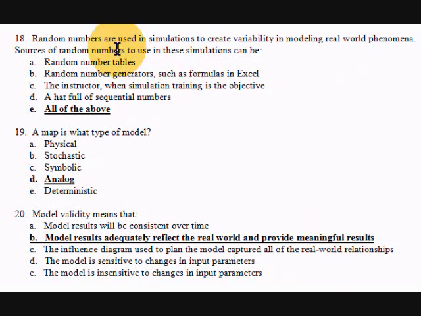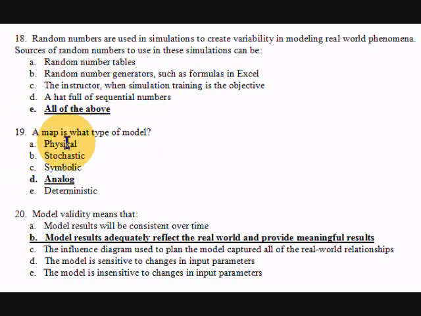All right, and we have here, why are we using random numbers, and what are the sources of the random numbers? So we can use random number tables. I talked about the backs of books. We can just pull numbers out of a hat, or we can just roll dice. So really, all of the above are certainly good choices for generating random numbers.